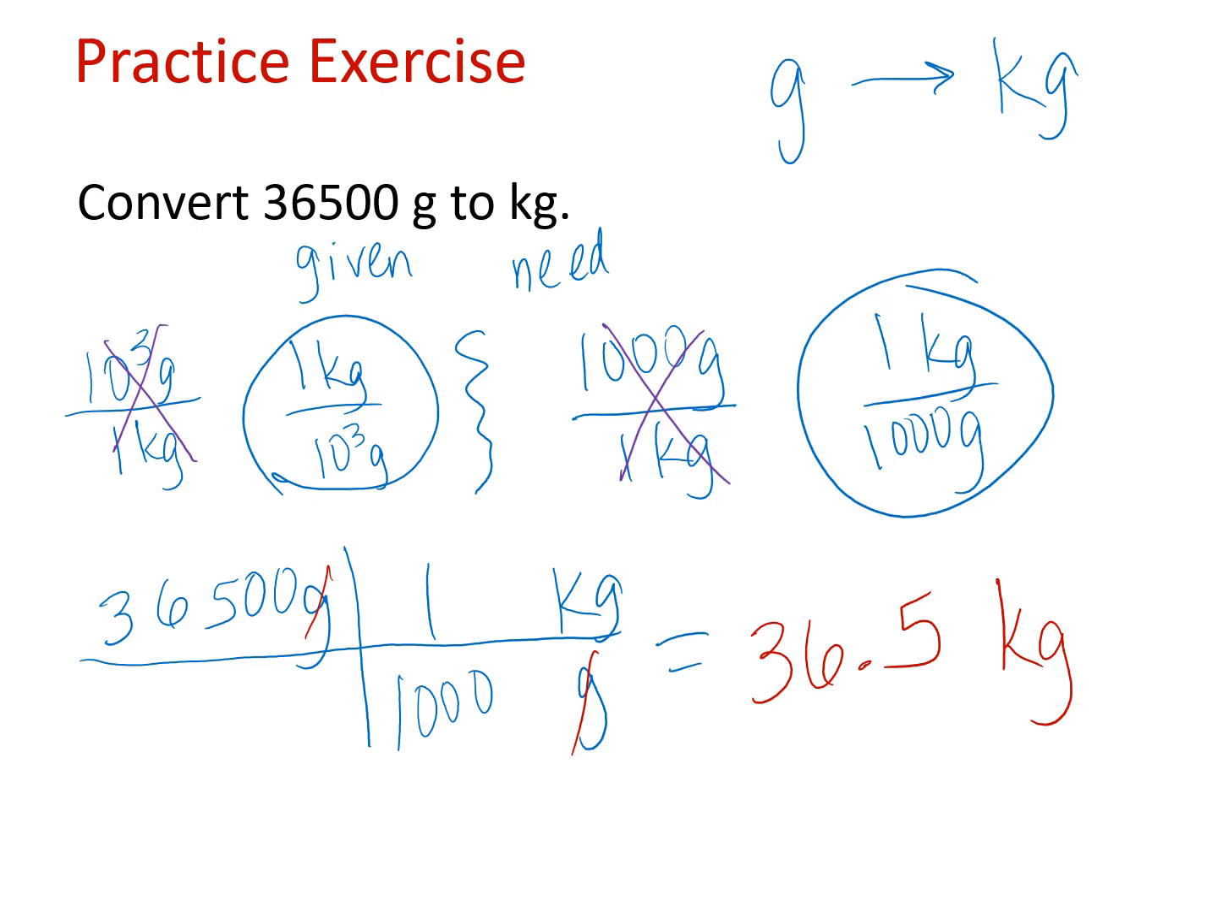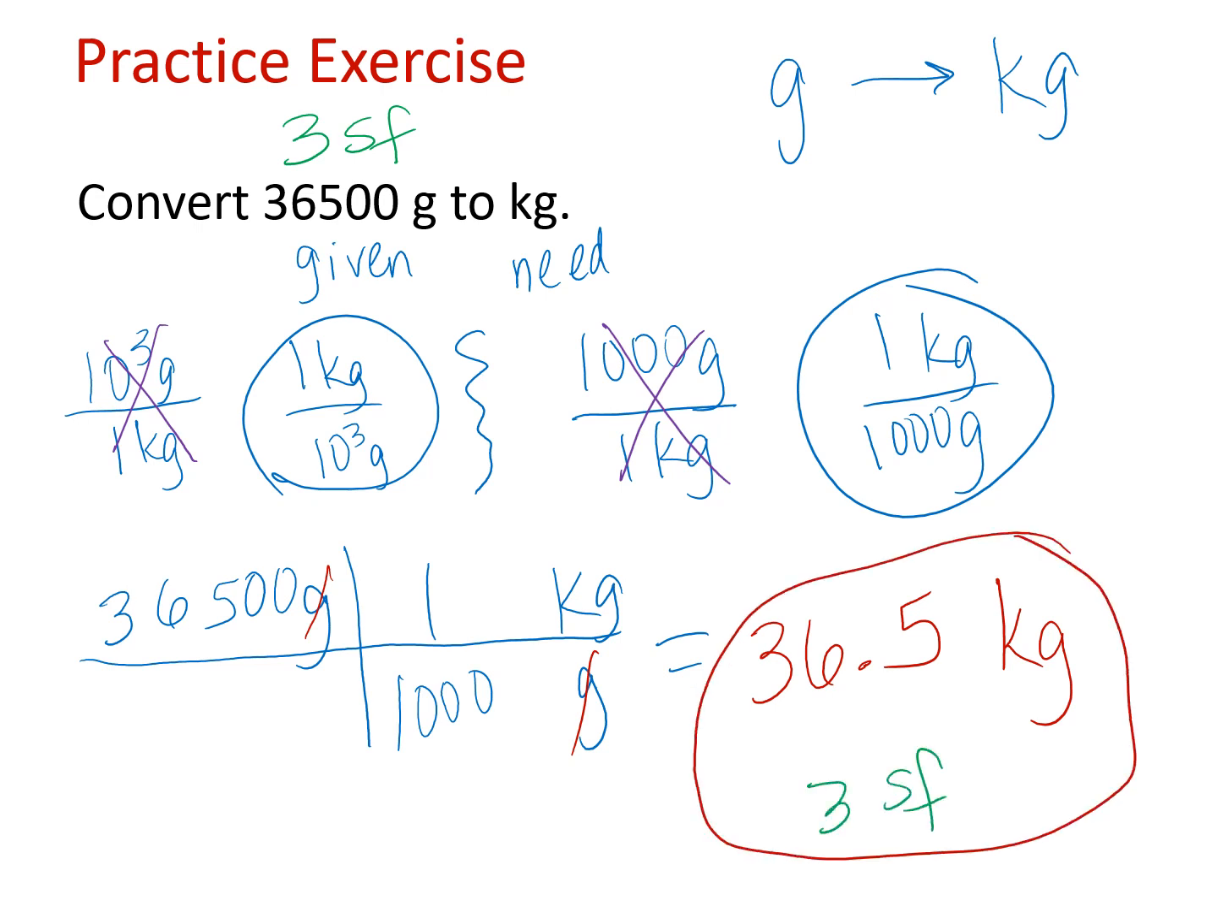Again, when you're carrying out mathematical operations, check your math, look at what the calculator gives you, then go back and think about your rules of significant figures. In this problem, we were dealing with 36,500. There was no decimal provided, so based on how this was written, our given measurement contained three significant figures. So our answer should have three significant figures. So what we have is the converted relationship. So what this tells us is that 36.5 kilograms is the same as 36,500 grams.